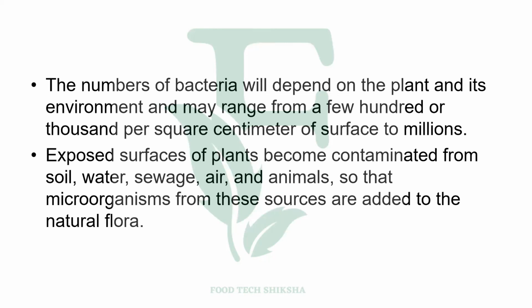Now, the number of bacteria will depend upon the type of plant and its environment, and they may range from a few hundred or thousands per square centimeter of surface to millions. The exposed surface of the plant also becomes contaminated from external sources, like we have talked about. These external sources could be soil, water, sewage, air, animals, etc. So the microorganisms from these sources are also added to the natural flora which is already present.